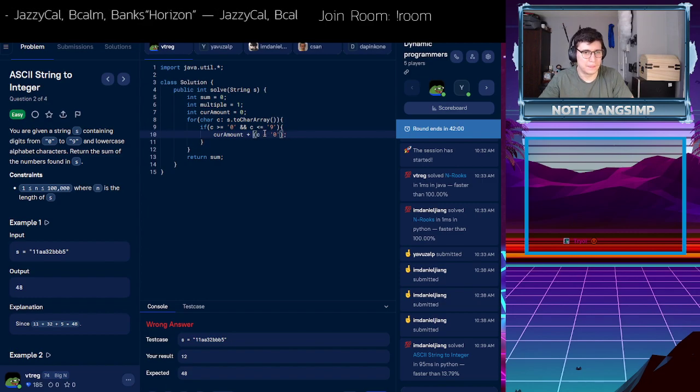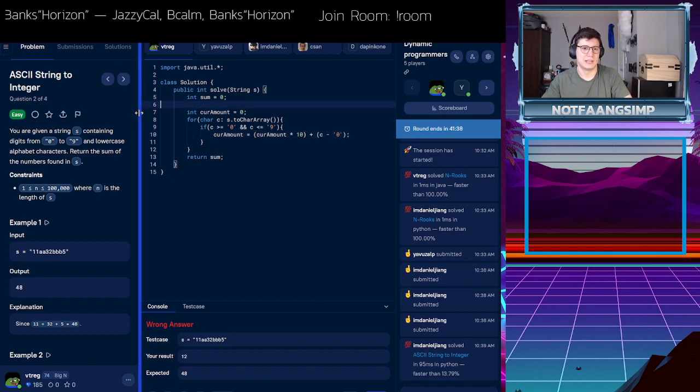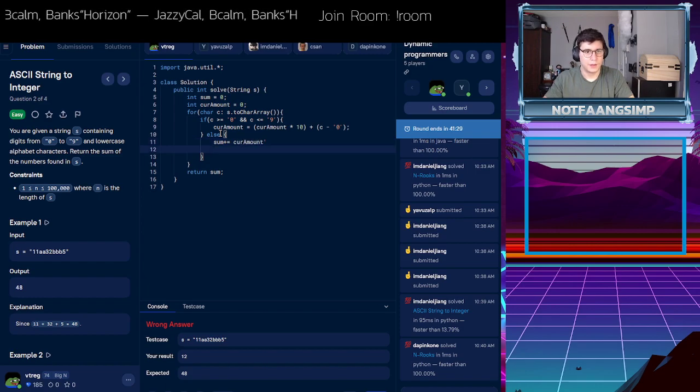Okay, so what we're gonna do, right, to shift this over by 10, we're gonna do cur amount times 10 plus that. This is a trick that I learned from one of the viewers, actually, in one of the questions regarding trees. What we're going to do here is utilize this trick to just shift over the number by 10, and this avoids having to keep track of this multiple thing. And then otherwise, we're going to do sum plus equals cur amount, and from there, just set cur amount equal to 0 again. And then down here, we can just do sum plus equals cur amount again.